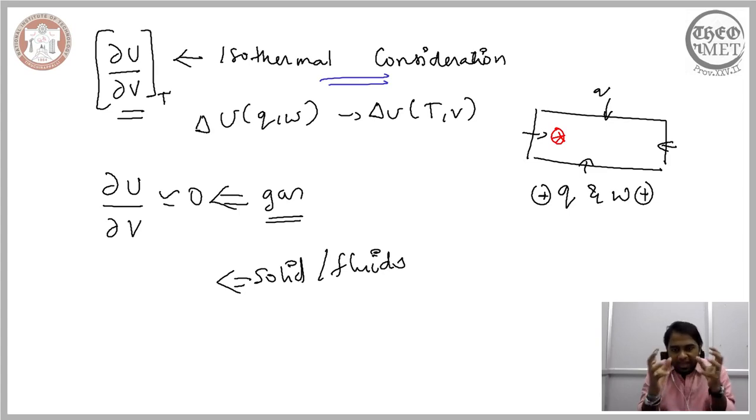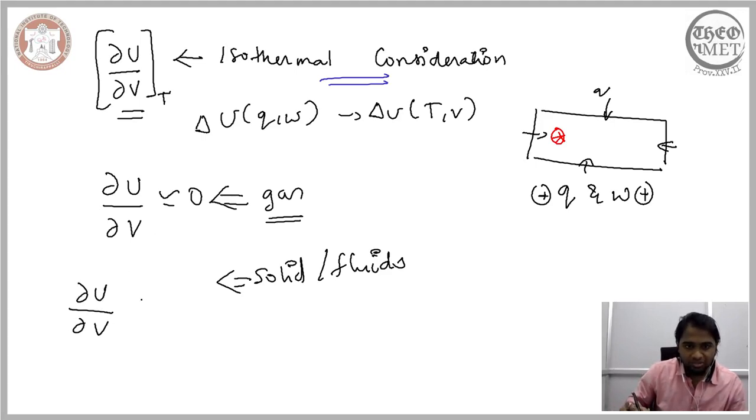So what then happens to this amount of work and heat is that it significantly increases the internal energy of the system. So in that case, the denominator would be lower, the numerator would be higher, so the partial derivative will be considerably larger.